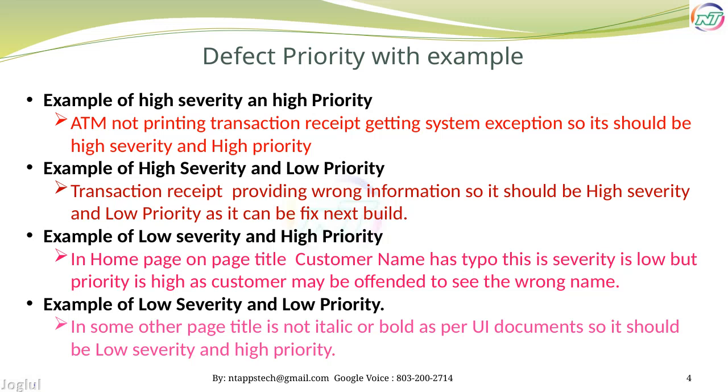Finally, a minor UI inconsistency like a title not being italicized or bold as per design guidelines has both low severity and low priority because it doesn't impact functionality or user experience significantly. In Agile and Scrum environments, identifying these distinctions helps teams prioritize their work effectively during sprint planning, ensuring critical problems are resolved first while less urgent defects are scheduled appropriately. This approach keeps the product stable and maintains customer satisfaction simultaneously.